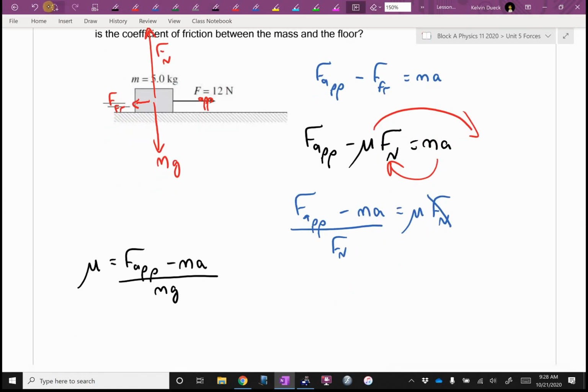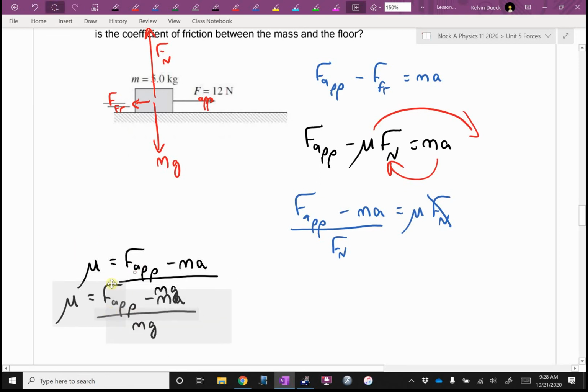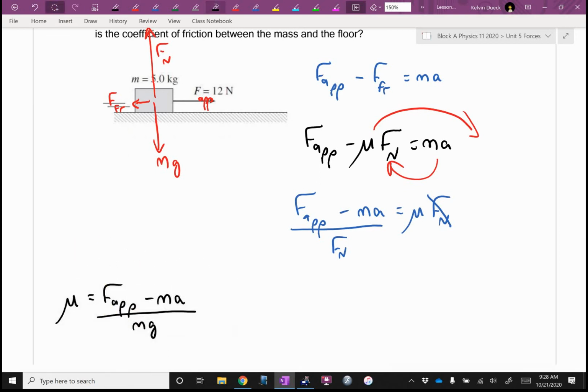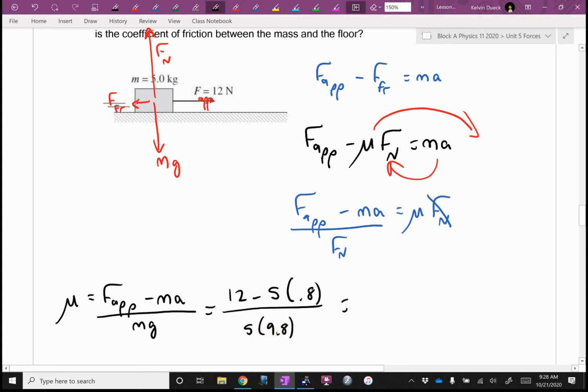Okay. Need to give myself a bit more room here. I love digital ink. How big was F applied, George? I've scrolled down. Oh, 12? Yes. Minus 5. What was A? Divided by 5 times 9.8. Hopefully you'll get a decimal between 0 and 1 because that's what the majority of mu's are. Unless I've made up bad numbers, which happens sometimes.